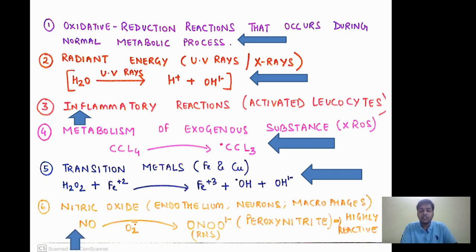And lastly, our basic source is nitric oxide. What is the source of nitric oxide? Our endothelium, neurons and macrophages. We have already read before about the sources of nitric oxide in the chapter on inflammation. From there we get an enzyme called nitric oxide synthase, and nitric oxide is synthesized at these sites. From nitric oxide, in the presence of superoxide anion, we get a highly reactive RNS called peroxynitrite, ONOO-.